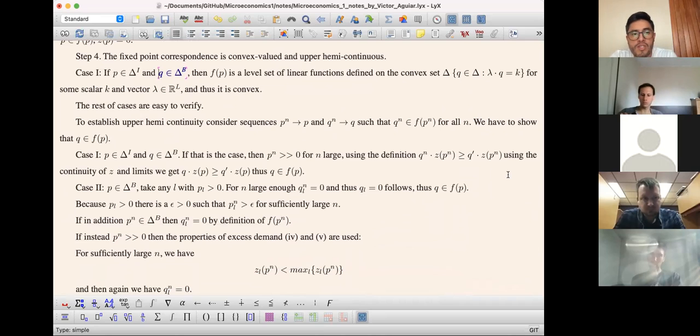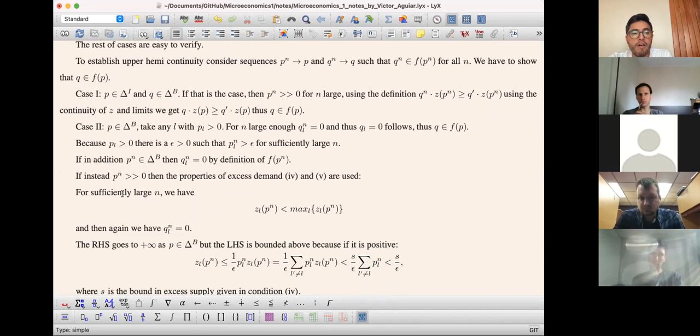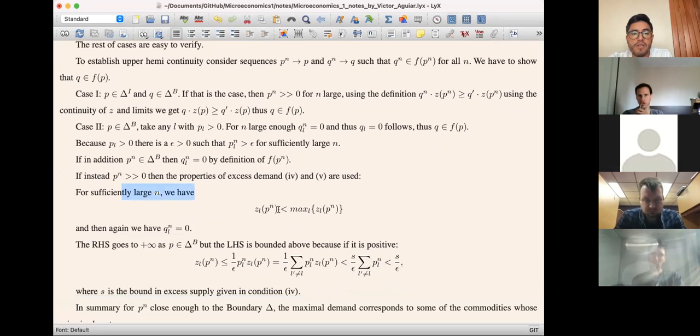To establish upper hemicontinuity, you can consider a sequence of prices Pn and a sequence of prices Qn, such that Qn is in the image of F of Pn for all n. Then we have to show that Q in the limit belongs to F of P. This is the definition of upper hemicontinuity sequentially. The main thing to use here is property 5, such that if we have this set L of Pn, it is below the max of Z sub L of Pn. And because we're going to take limits here, this is going to happen.